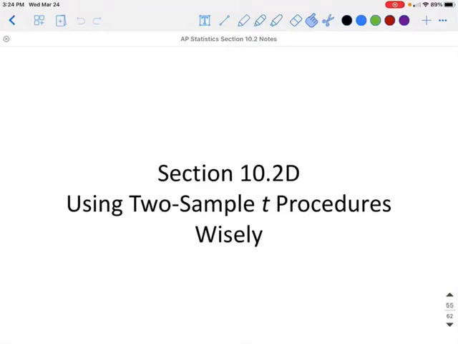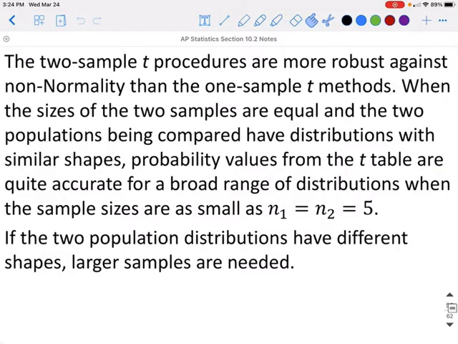This is section 10.2, part D, using two-sample T procedures wisely. The two-sample T procedures are more robust against non-normality than one-sample T methods. When the sizes of the two samples are equal and the two populations being compared have distributions with similar shapes, probability values from the T table are quite accurate for a broad range of distributions when the sample sizes are as small as 5. If the two population distributions have different shapes, larger samples are needed.